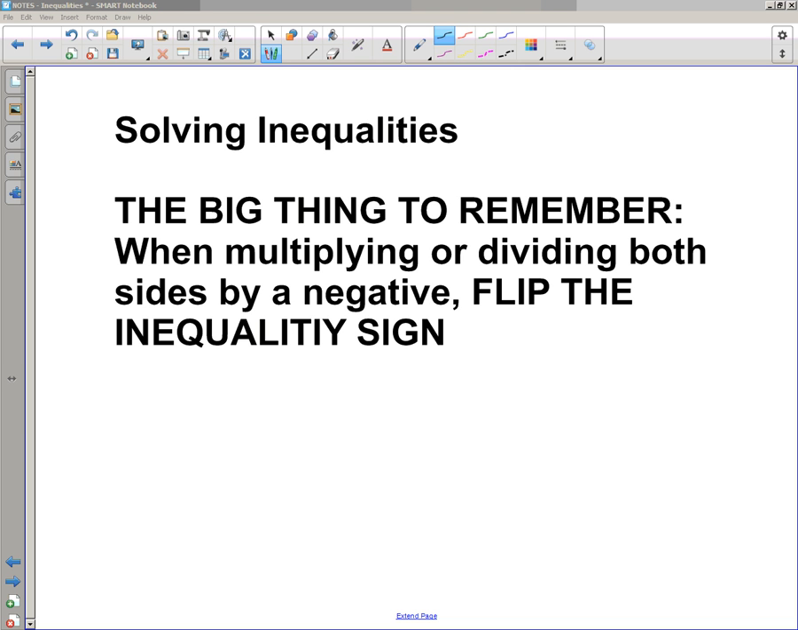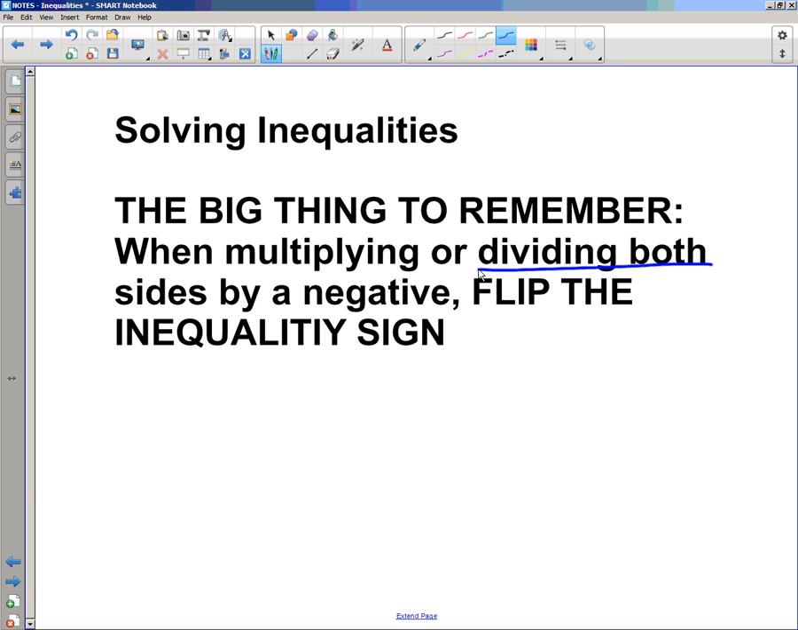Okay, so we're solving inequalities today, and when you're solving an inequality, the only thing that really changes from solving an equation is sometimes you have to flip the sign. So a less than becomes a greater than, and a greater than becomes a less than. And you do that when you find yourself multiplying or dividing both sides by a negative number.